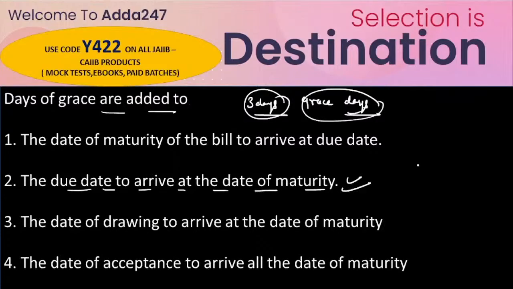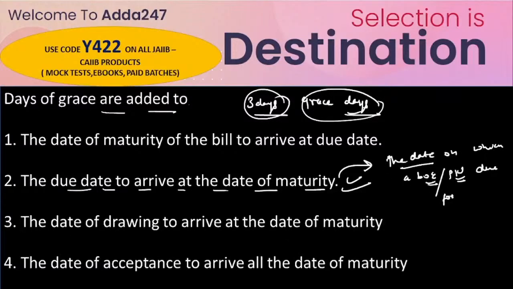Okay, the term maturity refers to the date on which a bill of exchange or promissory note becomes due for payment. So the date on which a bill of exchange, or say any promissory note, becomes due for payment, that is known as maturity, due for payment. Fine. So in arriving at the maturity date, 3 days known as grace days must be added to the date on which the period of credit expires. So the correct answer would be the due date to arrive at the date of maturity. I think it is now clear for everyone.